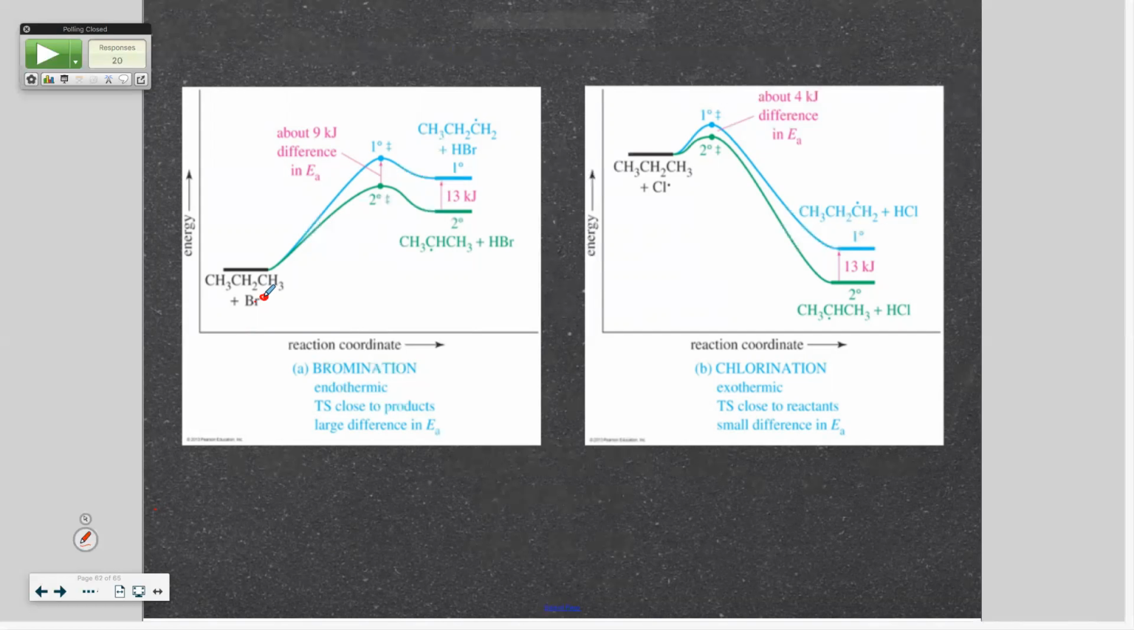Okay, that free radical, what does it do when it sees propane? It removes a hydrogen. It's called hydrogen abstraction. It's abstracting the hydrogen. It's removing it. Okay, so that's where the HBr is coming from.